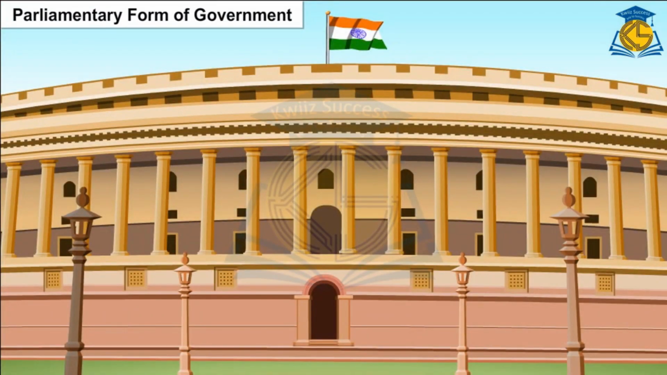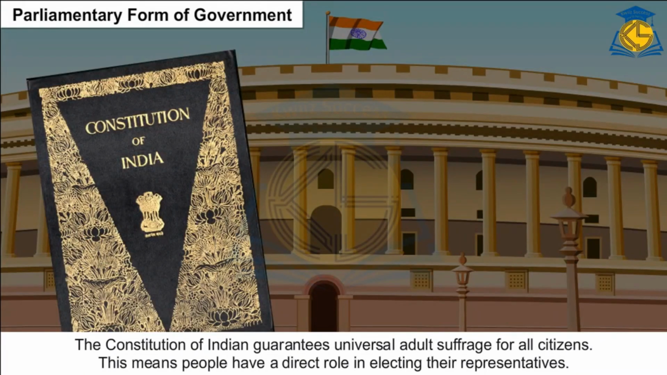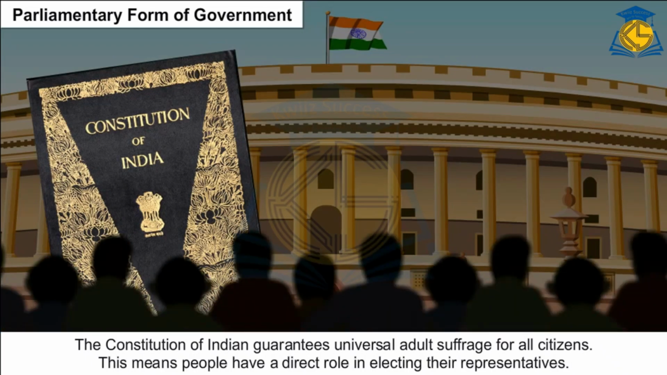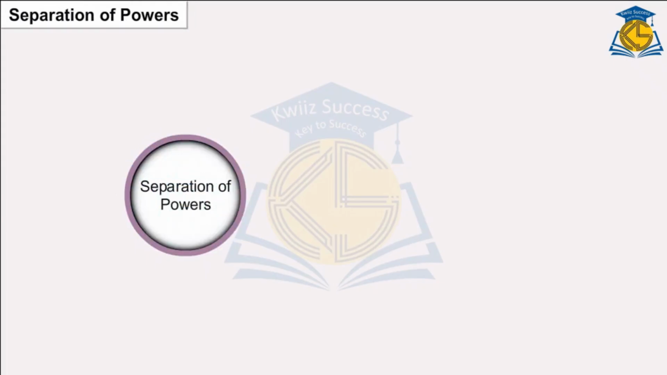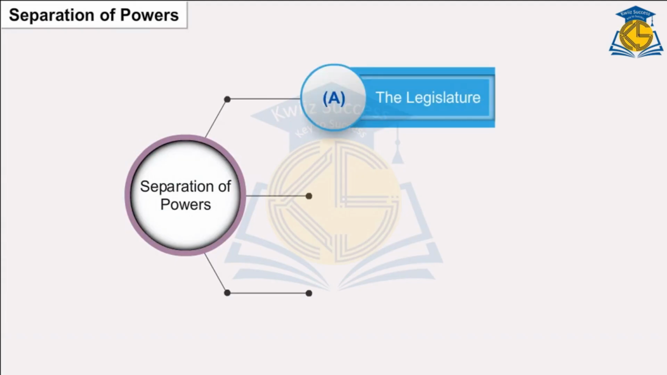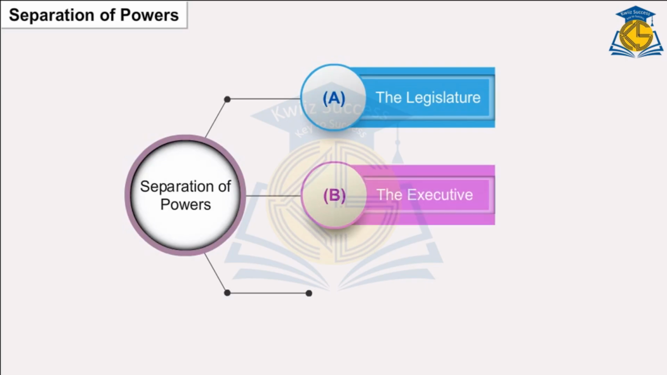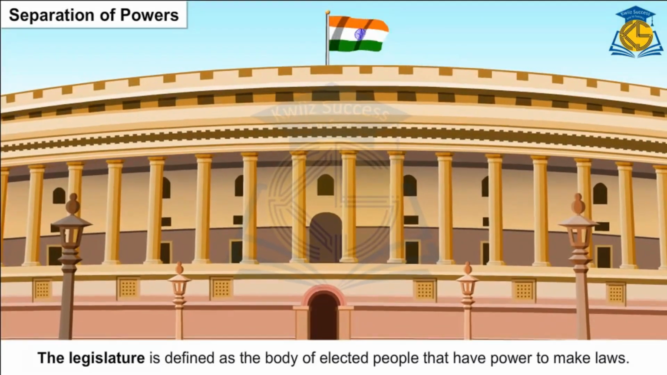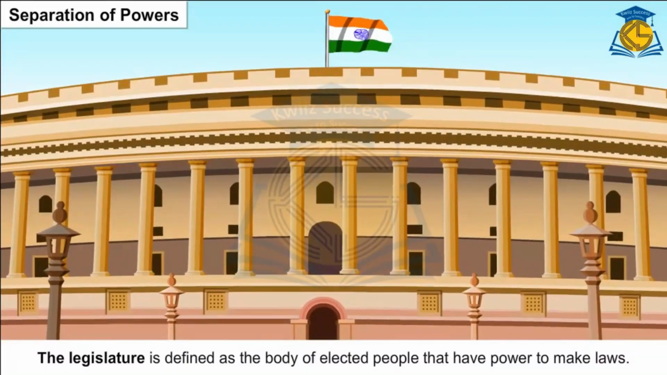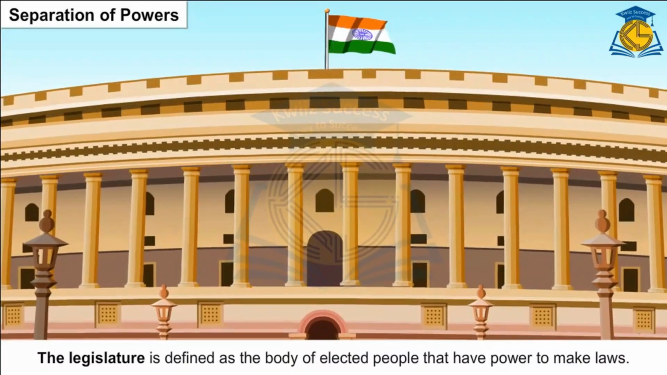Parliamentary form of government. The Constitution of India guarantees universal adult suffrage for all citizens. This means people have a direct role in electing their representatives. Separation of powers. There are three organs of the states. A. The legislature. B. The executive. And C. The judiciary. The legislature is defined as the body of elected people that have power to make laws.